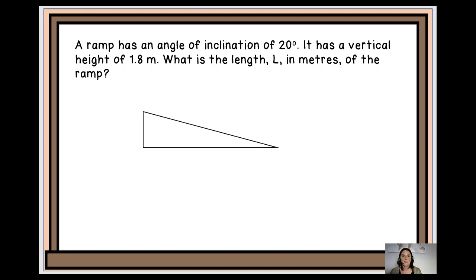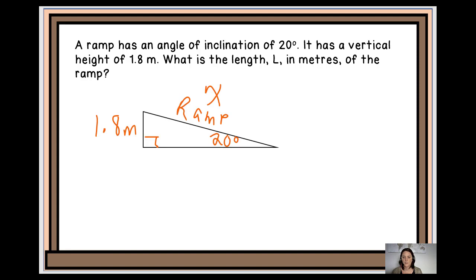Okay, so here's my ramp. I'm going to go ahead and draw in a 90-degree angle. And then we're going to label everything that we know given the problem. Okay, so the angle of inclination is 20 degrees. So I'm going to put that down in the corner. It has a vertical height of 1.8 meters. And we need to find the length of the ramp. So that's the hypotenuse, is the ramp. So that's what we're looking for.